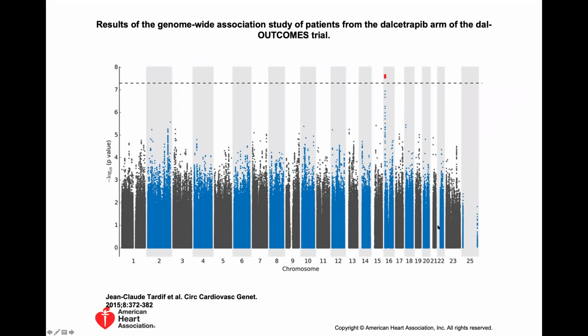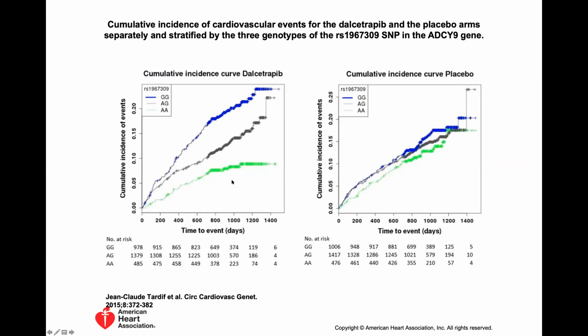What they found was that patients that were homozygous for the minor allele, a non-coding variant in the adenyl cyclase gene, and got the drug, actually had a lower event rate than patients that were heterozygous or homozygous for the wild type allele. So it looks like in this population, a small subset of patients that are homozygous for this variant in adenyl cyclase do respond to the drug.